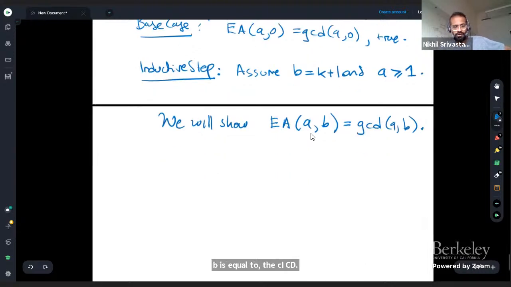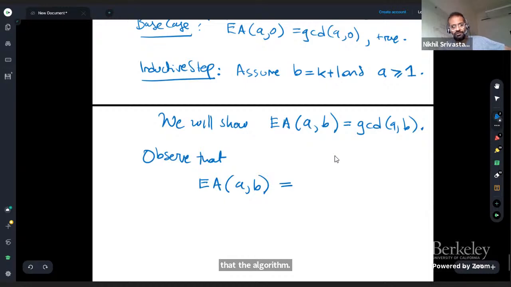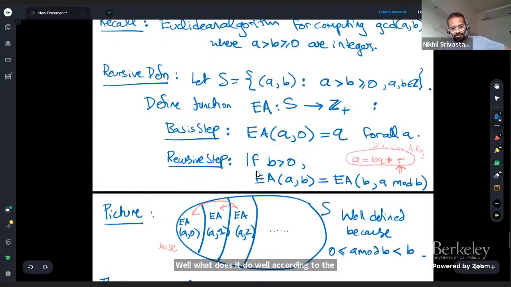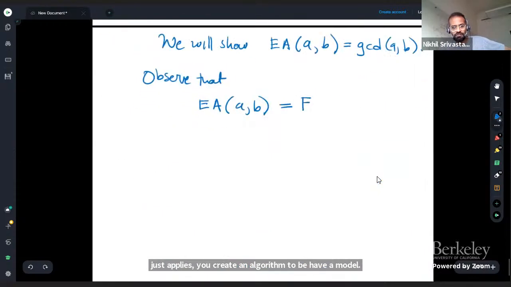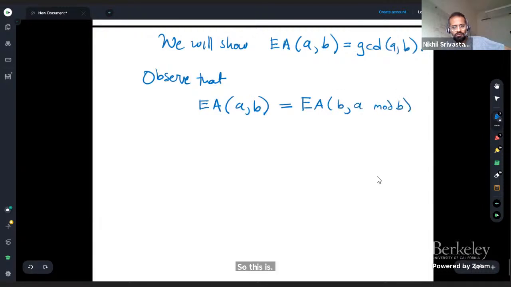Okay, so now observe that the Euclidean algorithm applied to A comma B, well, what does it do? Well, according to the recursive step, the recursive definition, it just applies the Euclidean algorithm to B, A mod B. So this is the recursive definition.